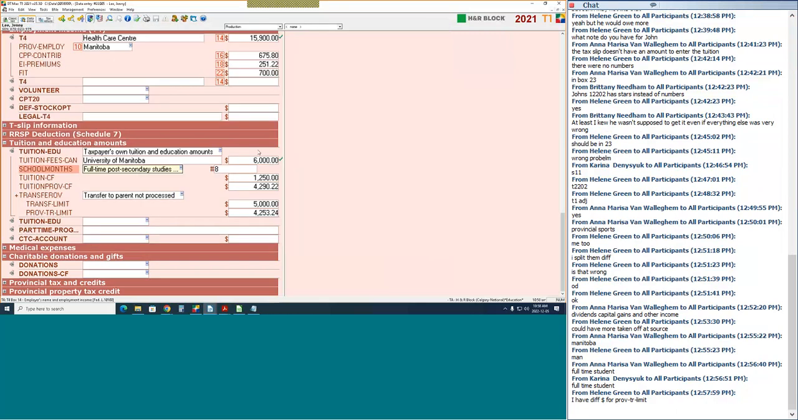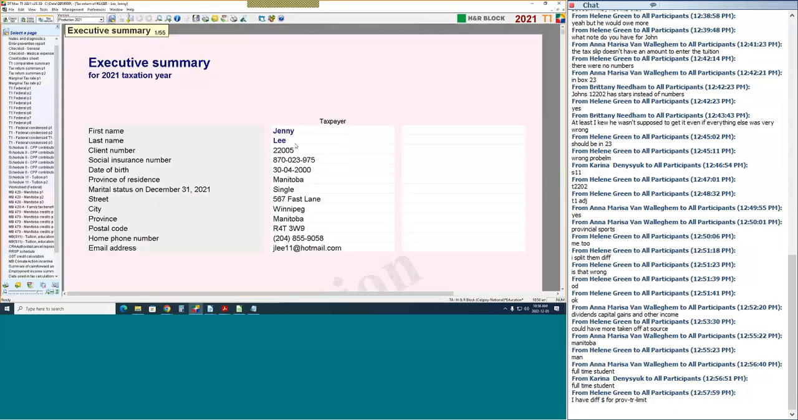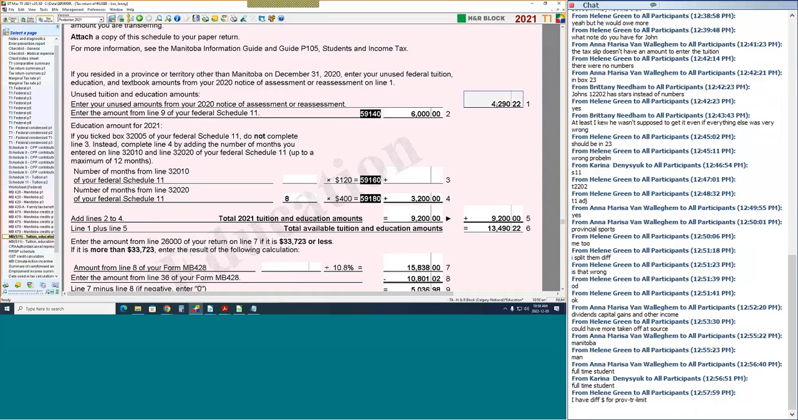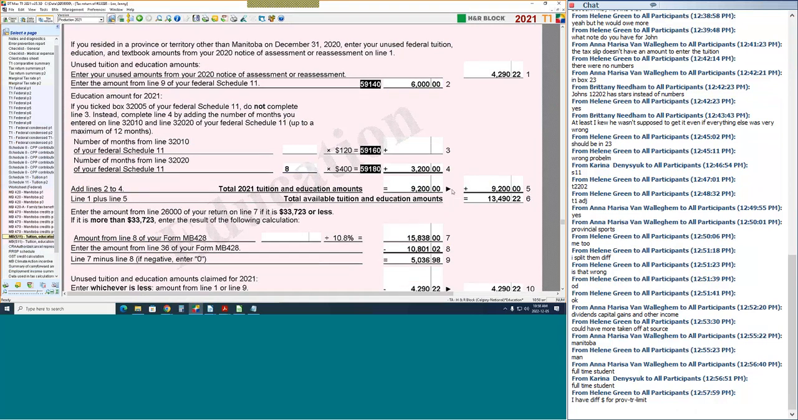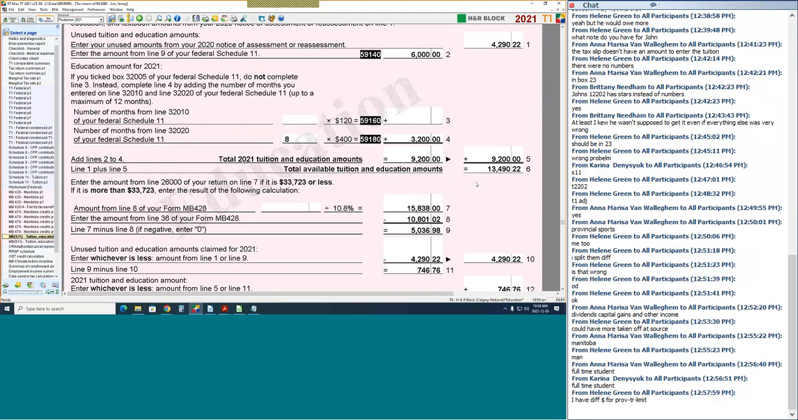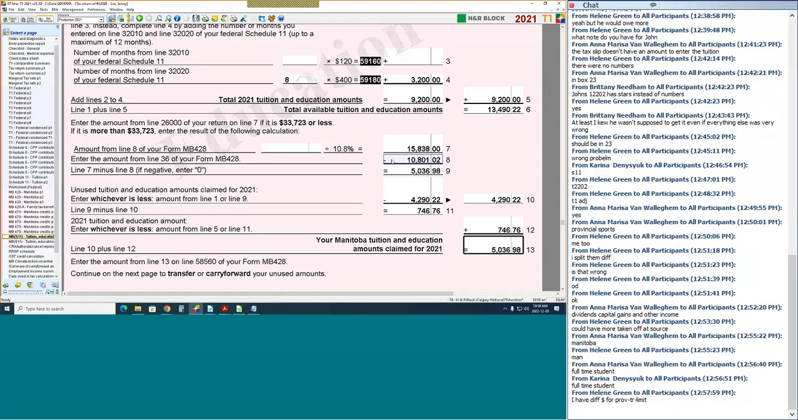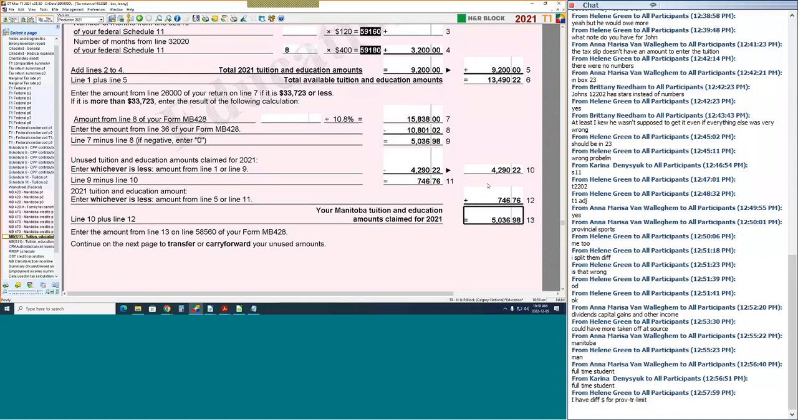And Helene, you have a different amount for your provincial transfer limit. Let's take a look. I might have messed with this one as well, so I'll double check it. So we had a carry forward amount provincially, 6,000 new tuition plus 8 months full time gives us 9,200 new credits to play with this year. Her income was 10,801.02, so she needs to use a small amount. She needs to, well, a large amount actually, $4,290.22 is necessary for her to claim this year.